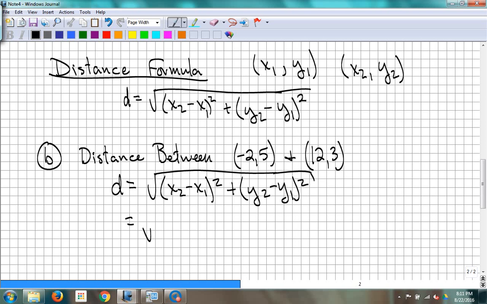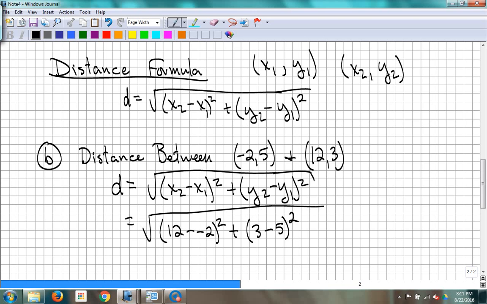So I'm going to plug in the stuff I know. So the stuff I know is that 12 and -2 are the x values. I'm going to plug those in. I'm going to put the 12 minus -2. And then I'm going to square that answer. Then I know the y values are 3 and 5. 3 minus 5. It would not mess it up if I did 5 minus 3.